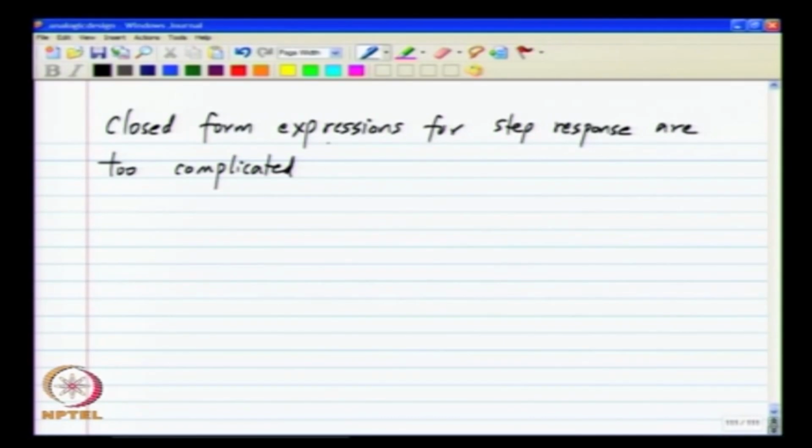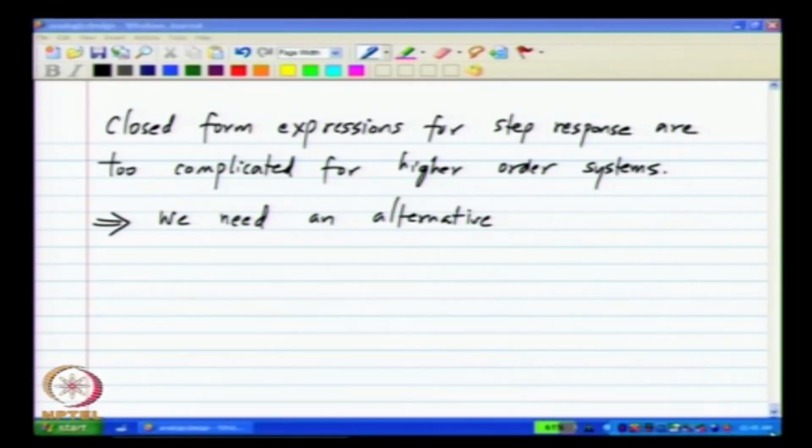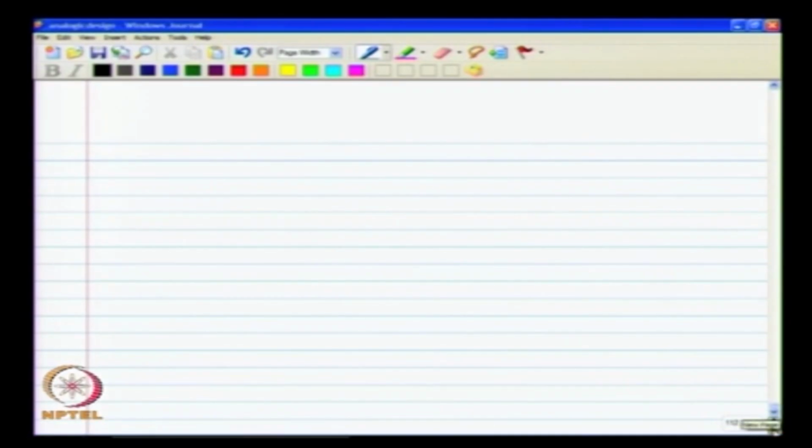The closed form expressions for step response are too complicated for higher order systems. So, which basically means that we need an alternative method for analysis. Okay. And there is an alternative method that does not depend on calculating the denominator polynomial and its roots and so on, and that is based on the Nyquist criterion.